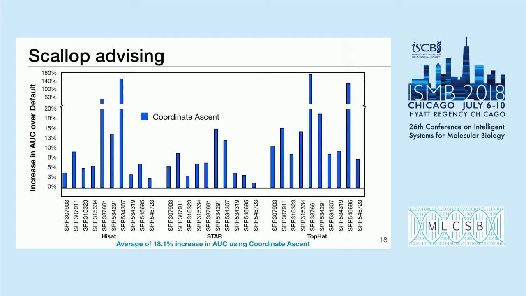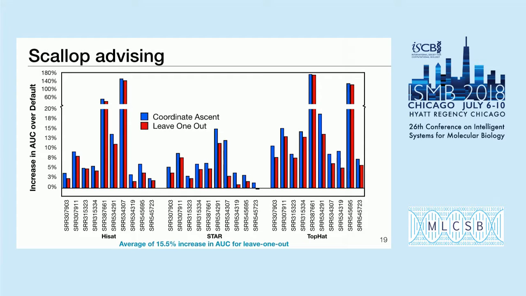So just to show the results of the coordinate ascent method, if we were to do this on every input, we could greatly increase the AUC. This is, again, those same 30 examples and the final AUC you get after doing coordinate ascent. So this raises AUC by 18%, which is great. But the question is, how well is it going to perform in parameter advising?